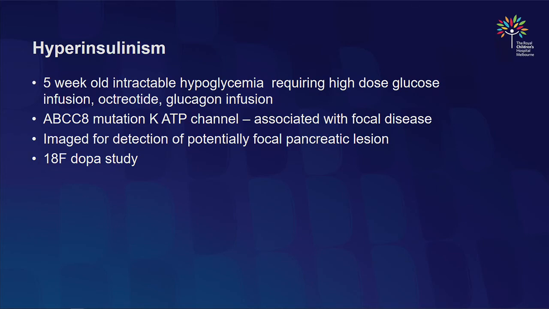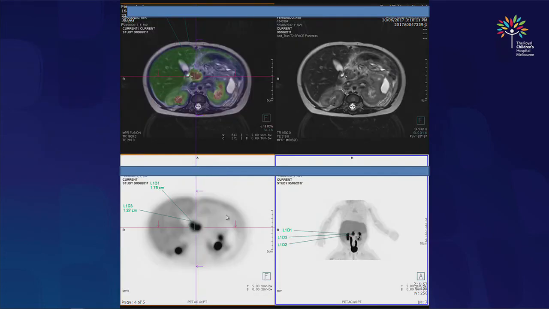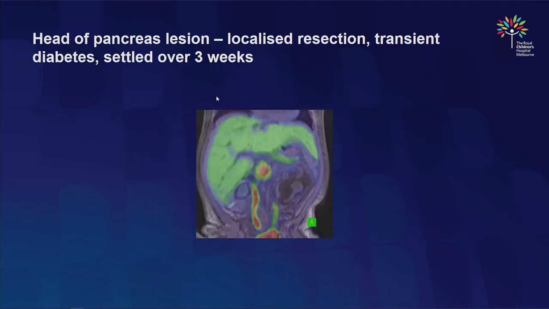They found that they had an ABCC8 mutation, which is a problem with the ATP-dependent potassium channels and it's associated with focal hyperinsulinism. And so they had an 18F DOPA study looking for focal disease. And you can see intense uptake of DOPA within the head of the pancreas. The rest of the pancreas was macroscopically normal, although bulky on MR. And they were able to have a localised resection, developed transient diabetes, but then that settled over time and they subsequently went home with normal glycemic control.